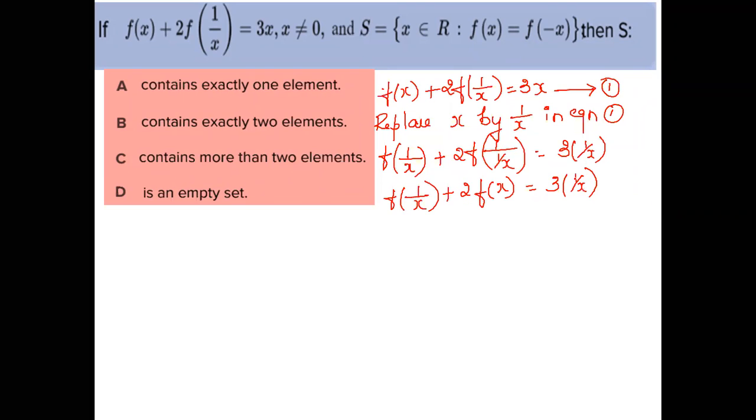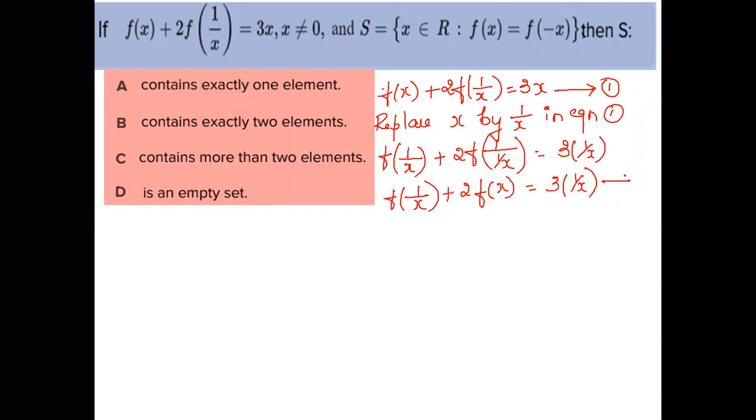Now you may ask me a question, ma'am, why we have to replace x by 1 by x? Because if you see the first equation, there you have two different terms, two unknowns. What are those? f of x and f of 1 by x. Now, when you have two unknowns, you should have two equations to solve for those unknowns. Correct? What we have been given is only one. So when the other term comes there, we'll get the other equation.